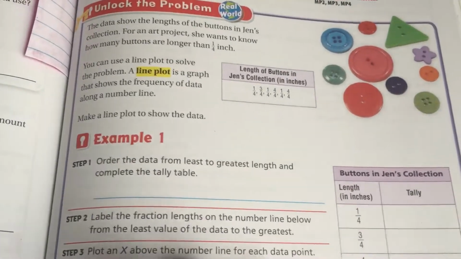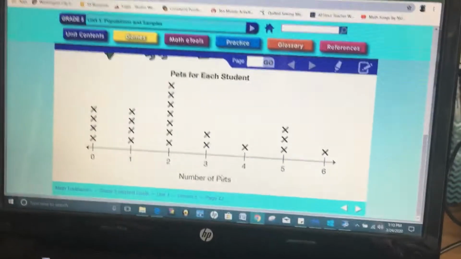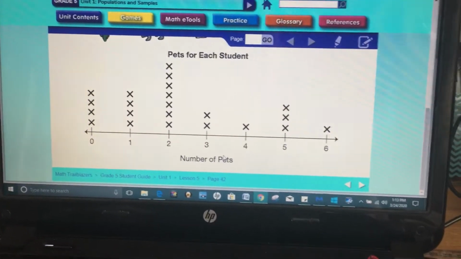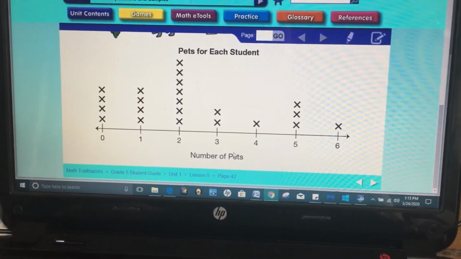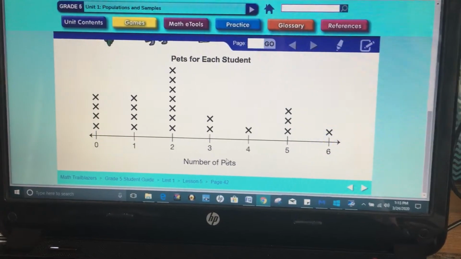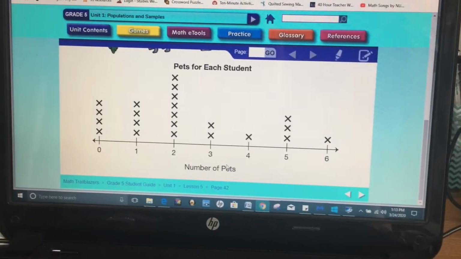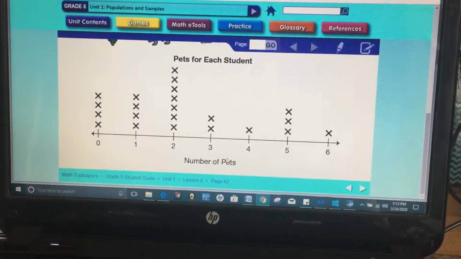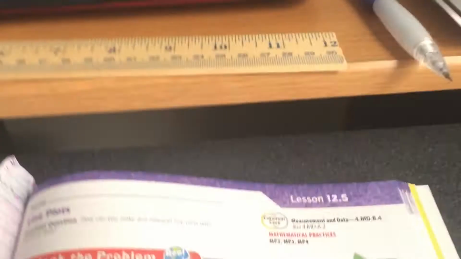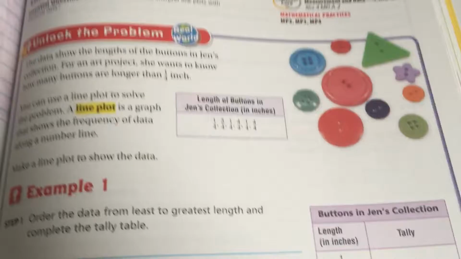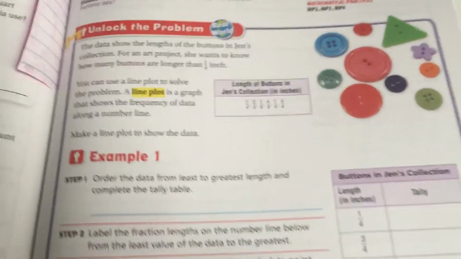So this line plot actually helps us see, like this is the one we did earlier, how often something happens. So like, for example, if I said how often does a kid have 2 pets? You would say, well, there was 1, 2, 3, 4, 5, 6, 7 kids that have them. So it kind of measures how often something occurs, or how many of each type of thing there is.